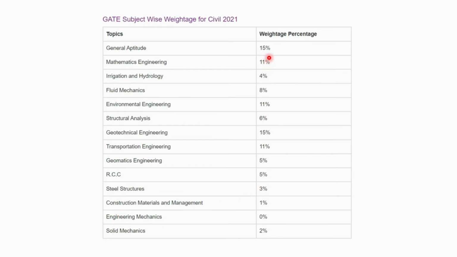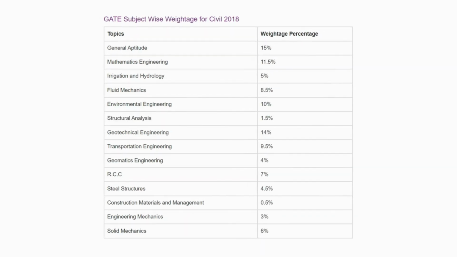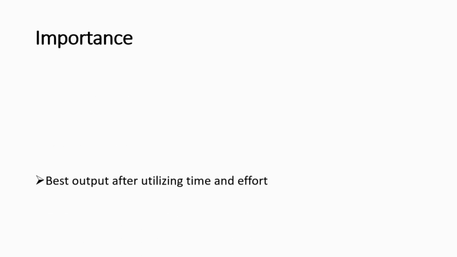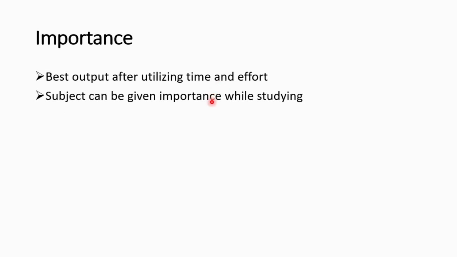So based on this weightage, you can make your strategy or you can start your preparation. So this is for 2021, this is for 2020, 2019, and this is for 2018. So what is the importance of weightage? What happens is we can give the best output and give it effectively after utilizing all the time and effort. And also subject can be given importance.